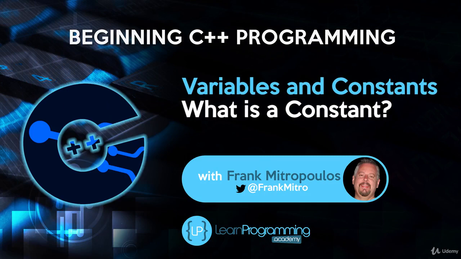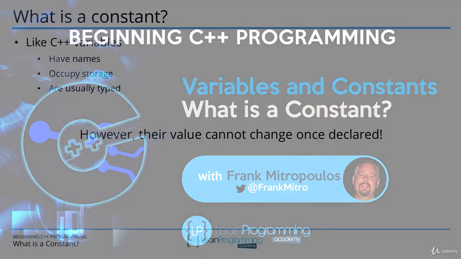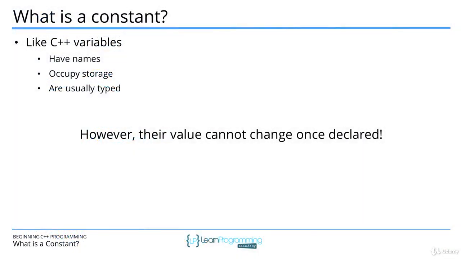In this video, we'll learn what constants are in C++. Constants are very much like C++ variables. They have names, the rules for naming are the same, they occupy storage, and they're usually typed. This means that when you declare a constant, you usually declare its type just like you do with a variable. There is one type of constant that is not typed, and I'll talk about that at the end of the video.